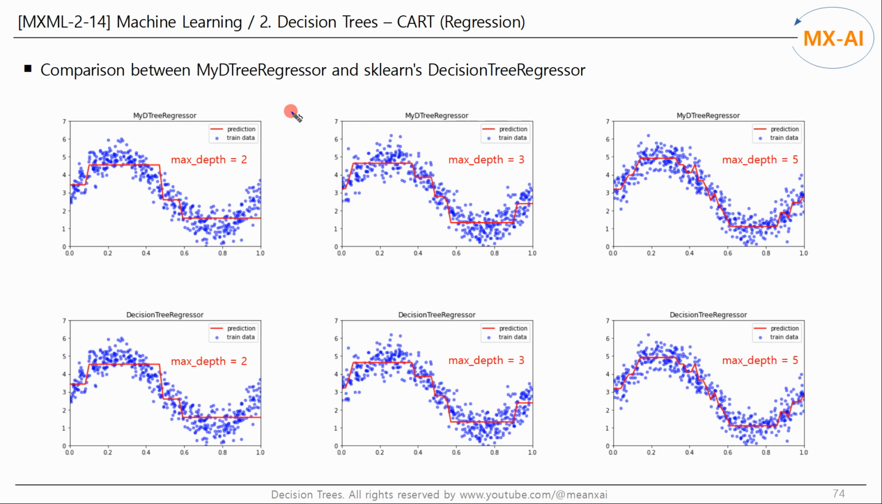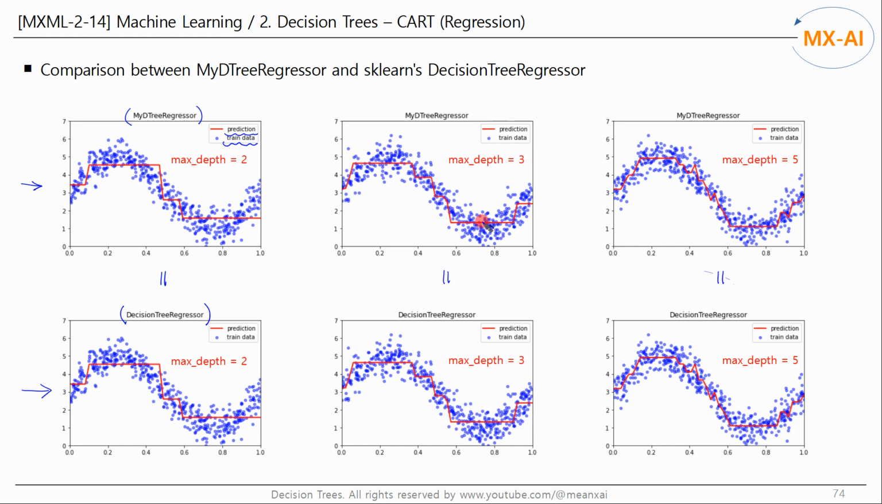Now, let's look at the prediction results for the test data. The three figures in the top row show the predictions from our custom MyDTreeRegressor. The three figures in the bottom row show the predictions from scikit-learn's DecisionTreeRegressor. The blue dots represent the training data, and the red curve represents the predicted target values for the test data. You can see that the two results match exactly.